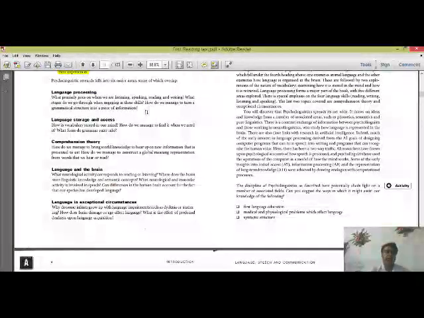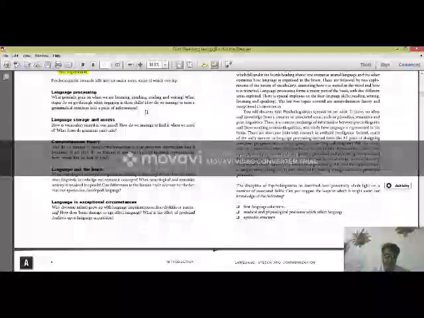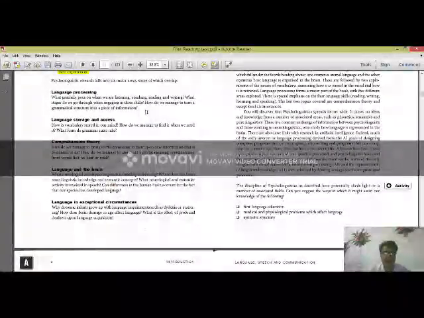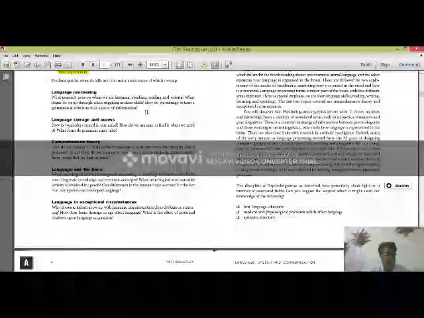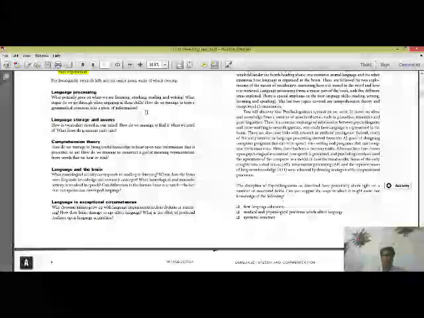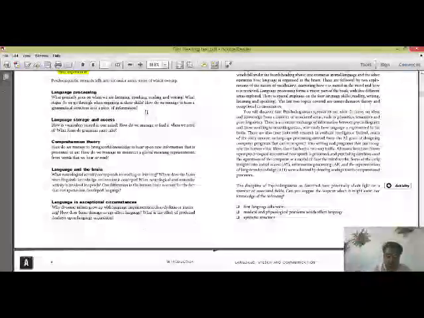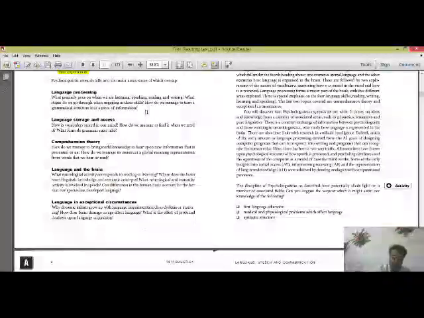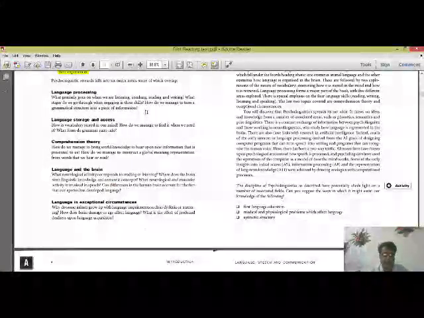And then we can also talk about language storage and access. How is vocabulary stored in our mind? How do we manage to find it when we need it? What form do grammar rules take? This we also study in psycholinguistics.